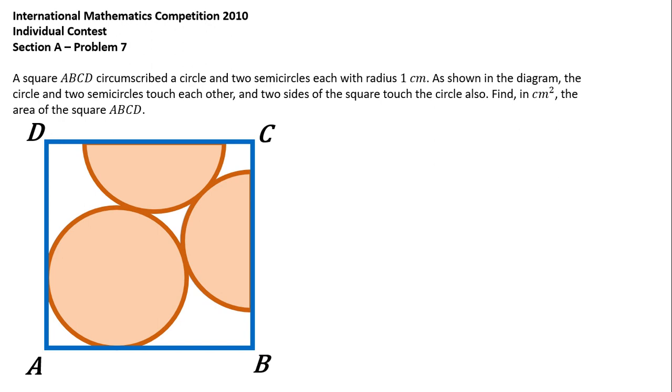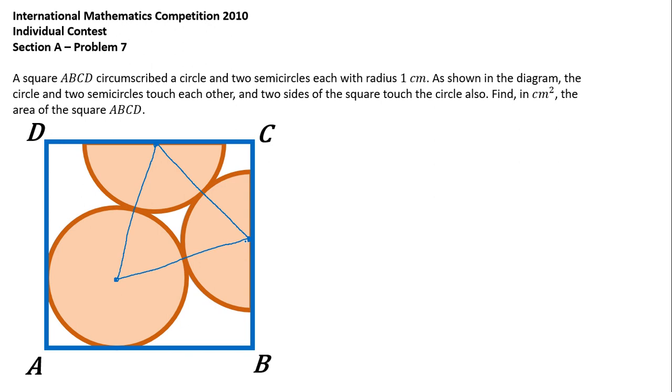One is that if we connect the centers of the circle and the two semicircles, we actually form an equilateral triangle. Okay, so let's do that. Let's locate first the centers and then connect them to form an equilateral triangle.